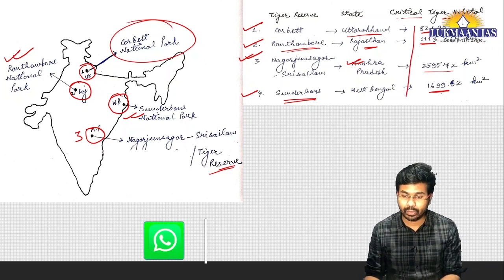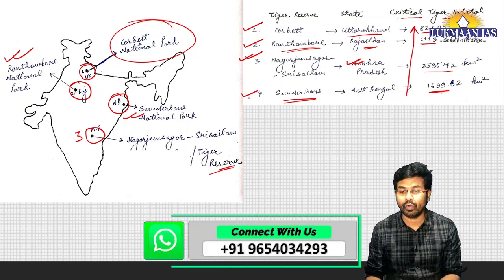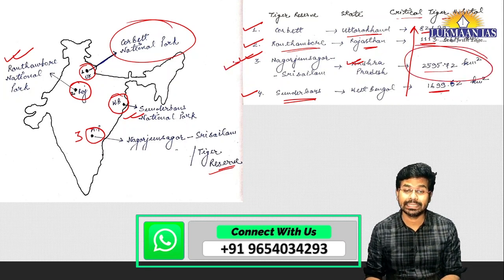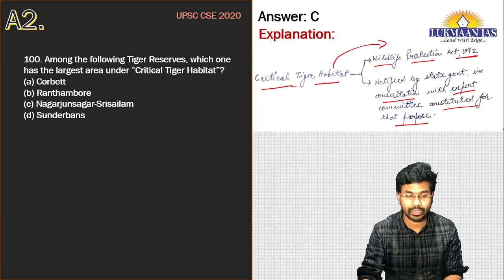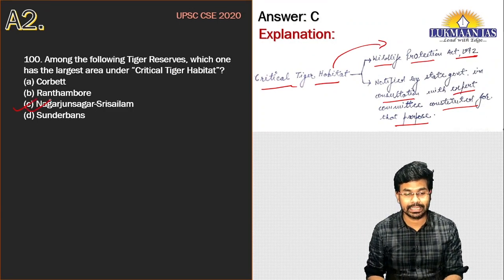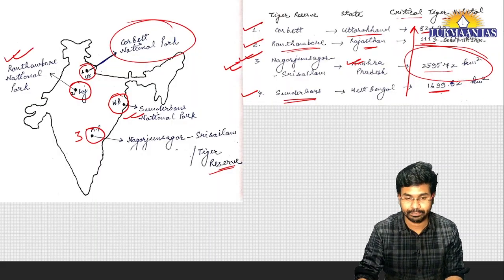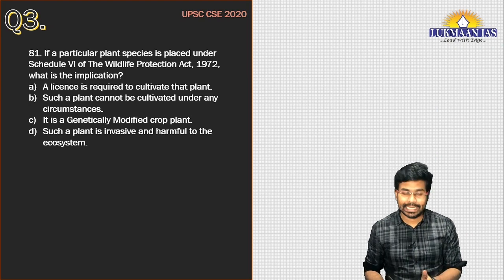So if we compare the core areas of all these tiger reserves, we find that Nagarjun Sagar Sri Silam has the highest, or the largest, core area in a tiger reserve. So the correct answer for this question is option C. This question was also reflected in the prelims examination of 2020. So now take the next question.